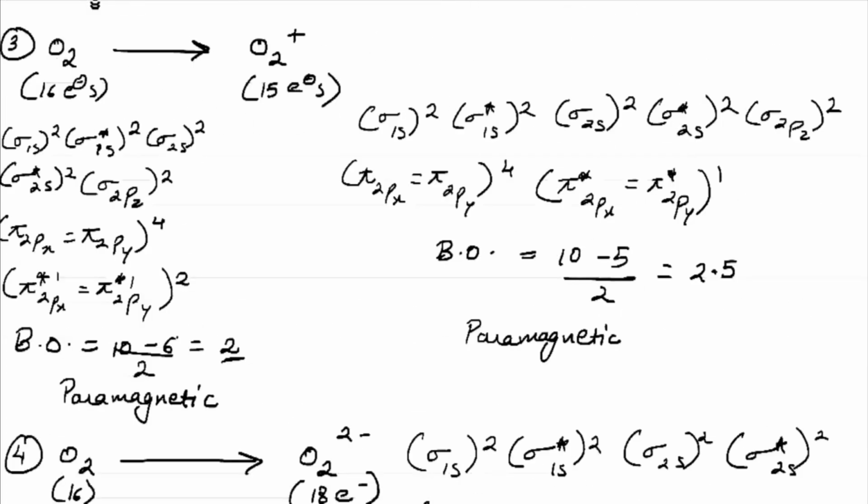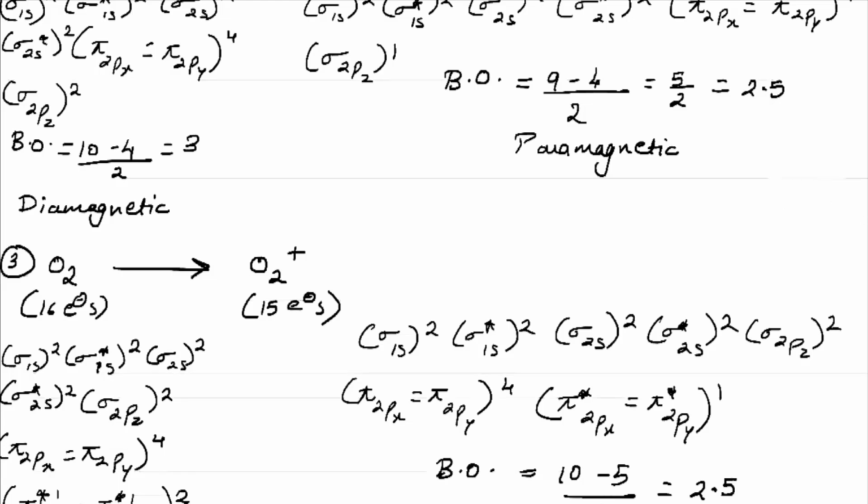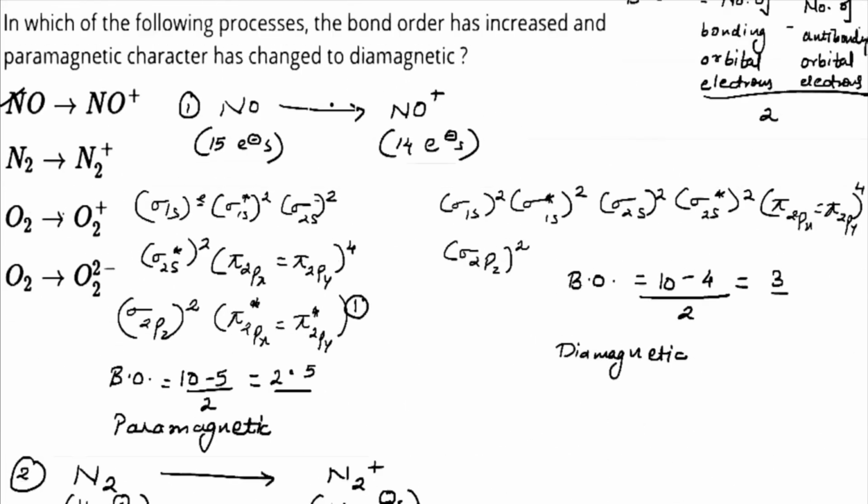Hence, we have only one process which shows the bond order increase and the change from para to dia, and that is the very first option, the conversion of NO to NO+. I hope you understood the explanation. Thank you.